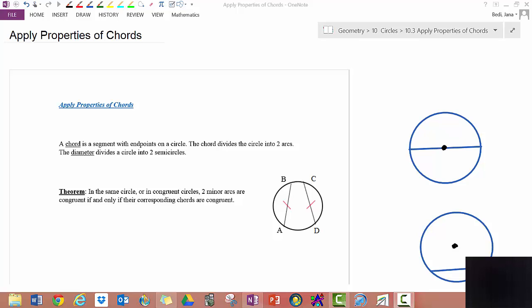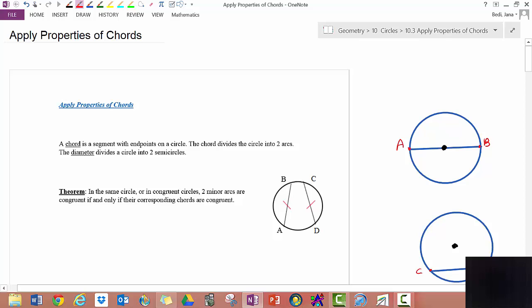Okay, we're going to continue to talk about circles, but in circles we're going to focus on chords within a circle. A chord is a segment with endpoints on a circle, so let's look at the two blue circles on the right, and they both have chords. Let's call this AB, and CD.